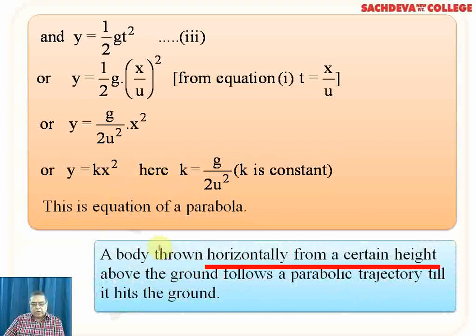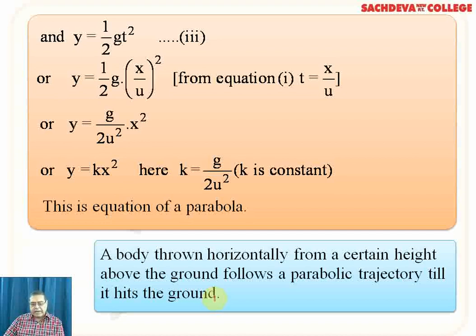A body thrown horizontally from a certain height above the ground follows a parabolic trajectory till it hits the ground. This has been clear in the earlier lecture also. Whatever body is thrown horizontally from a certain height, immediately it will start bending, and the path traced by that body is called trajectory, and the shape of the trajectory is parabolic. Therefore, a body thrown horizontally from a certain height above the ground follows a parabolic trajectory till it hits the ground.